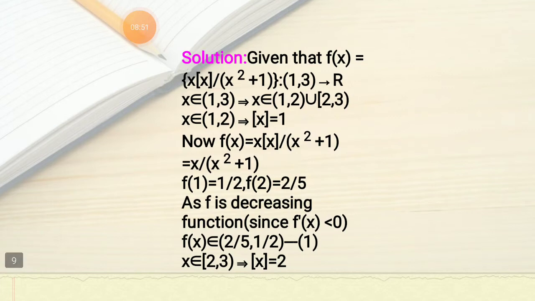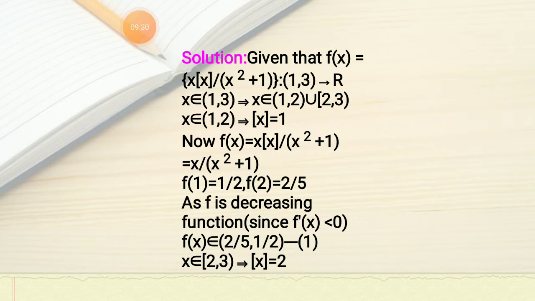So given that f of x is equal to x floor x by x square plus 1, the domain is [1, 3] and the codomain is R. Whenever x belongs to [1, 3], we split the interval into intervals: x belongs to the open interval (1, 2) and another one is a semi-open interval. Whenever x belongs to (1, 2), floor x is 1. So f of x is x into floor x by x square plus 1. Whenever floor x equals 1, our f of x becomes x by x square plus 1. Substitute x equal to 1, it is 1 by 2. If you substitute x equal to 2, it is 2 by 5.